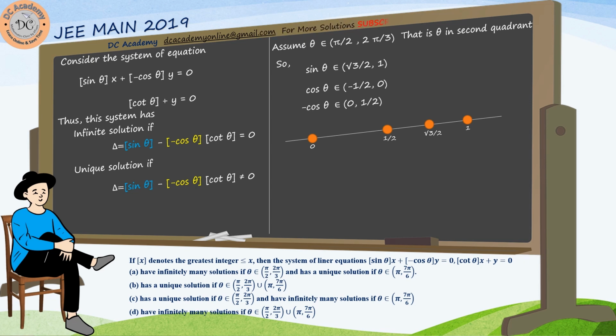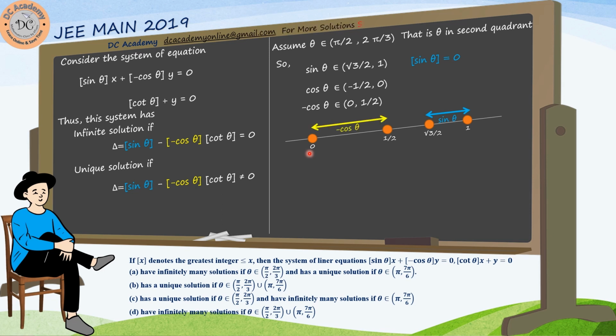Now notice that sine theta belongs to root 3 by 2 and 1. Now, what is the box of x, or the greatest integer function? It actually denotes the integer value of x less than or equal to x. So what is the greatest integer if sine theta lies between root 3 by 2 and 1? The greatest integer, if it lies between root 3 by 2 and 1, is actually 0. So therefore in this interval the box of sine theta is 0.